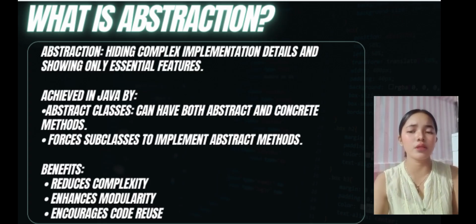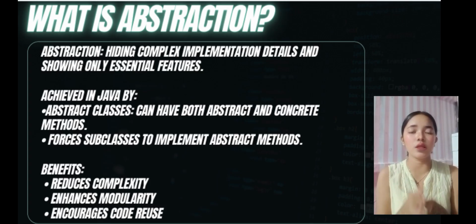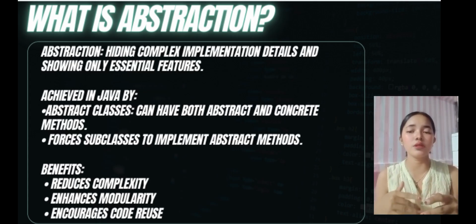So what are the benefits of abstraction? First is reduced complexity, so it hides unimportant technical details. The second is enhanced modularity, so code is organized into clear parts. And the last is it encourages code reuse, so one abstract class can be reused by many subclasses. So in short, abstraction focuses on what the object does, not how it does it.